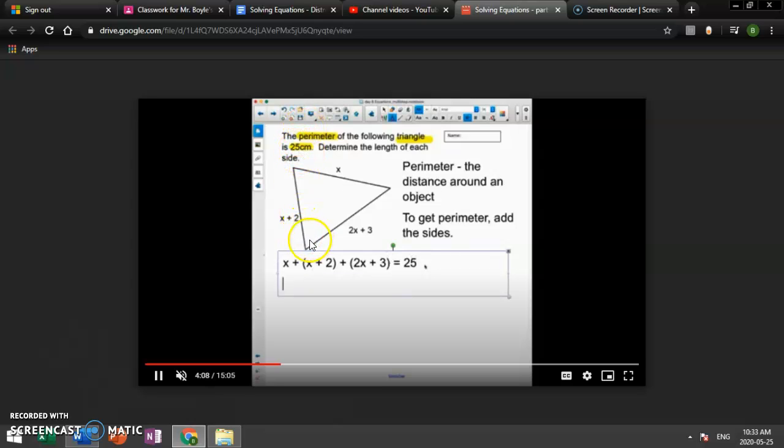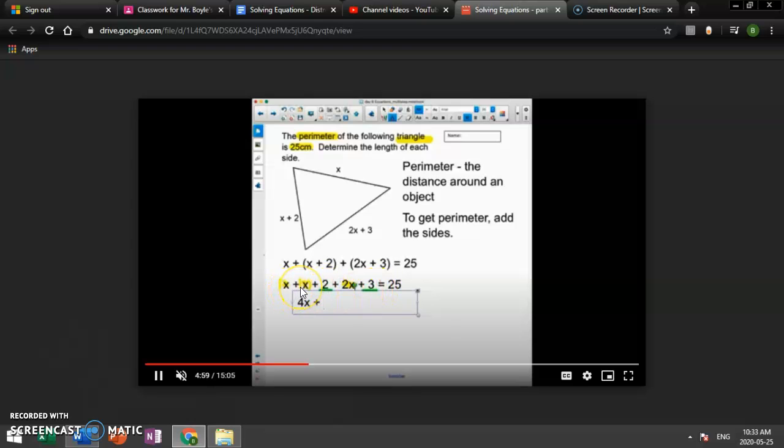Second step would be to simplify it or make it less long, easier to work with, right? We can just get rid of the brackets because we're adding, so these brackets aren't really important. So I did that right here for you. And now we just collect like terms. So we have x's here, we have normal numbers here. 1x plus 1x is 2x, plus 2x is 4x, 2 plus 3 is 5. 4x plus 5 equals 25.